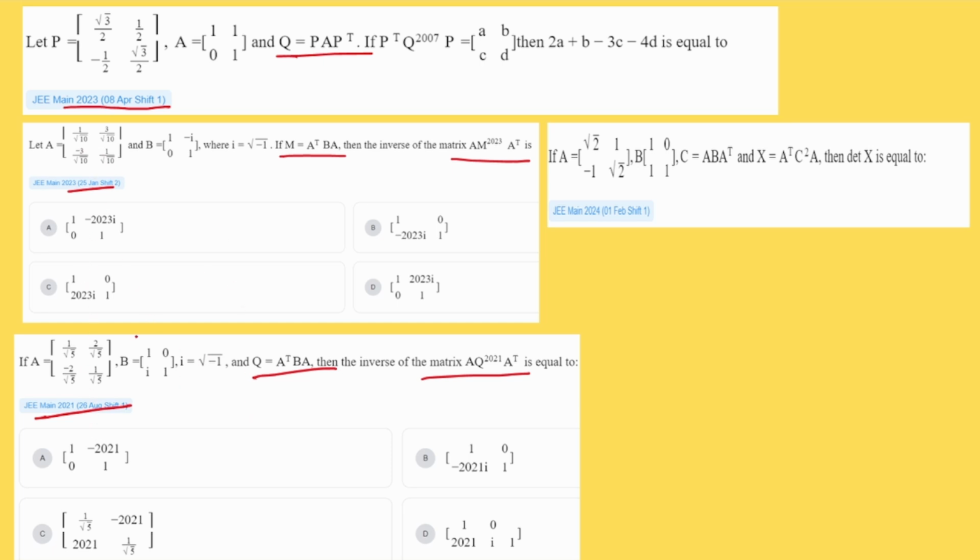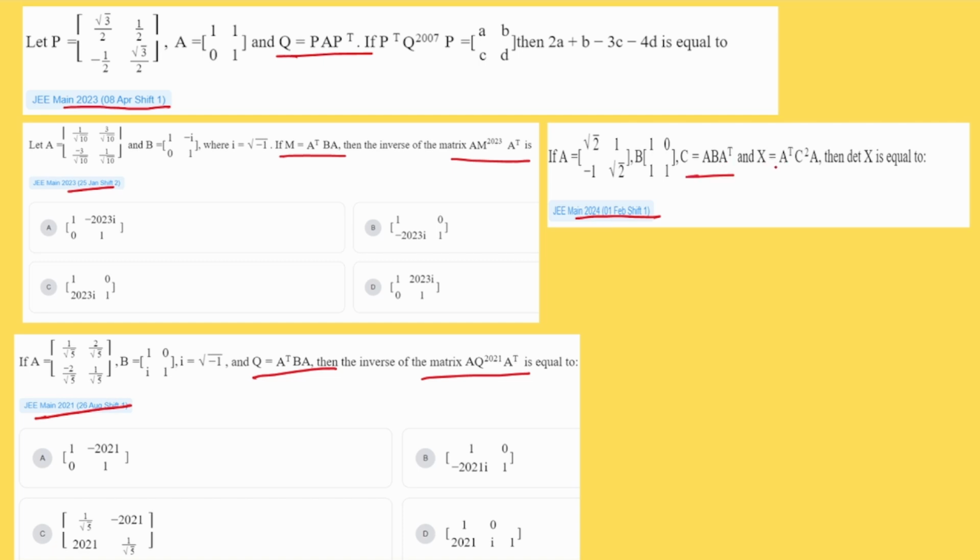Only the values of the matrices A and B have changed, and here it is given M equal to 2, Q equal to something, but the way of solving this question is almost the same, right? And if you see the question asked in 2024, 1st of February, A and B are given and C equals A B A transpose, right?